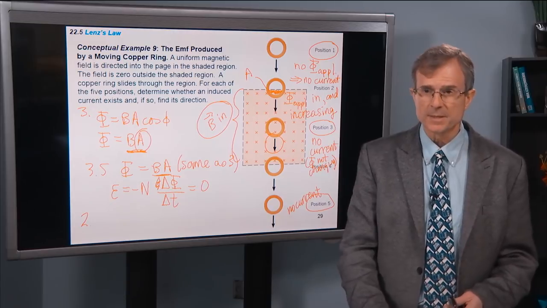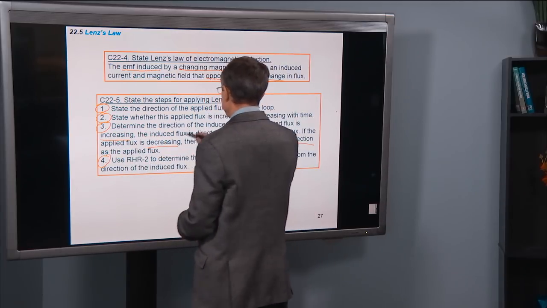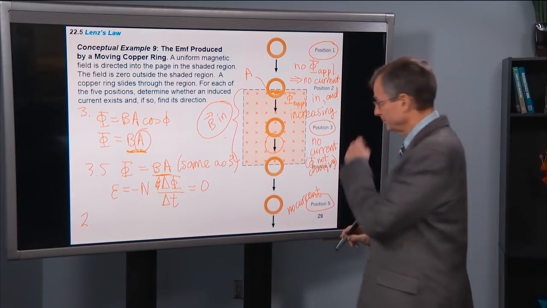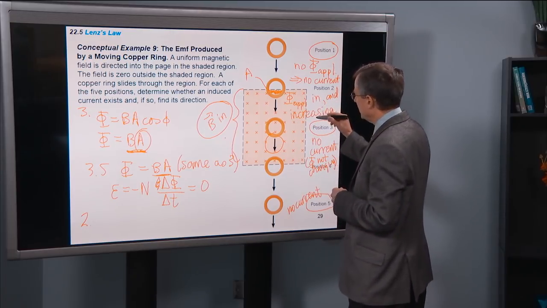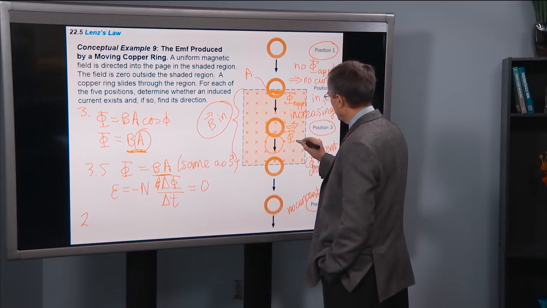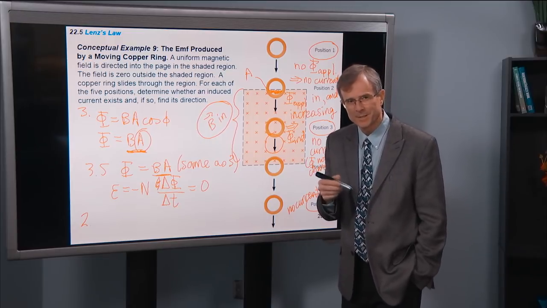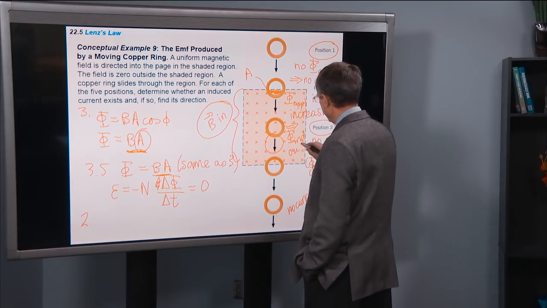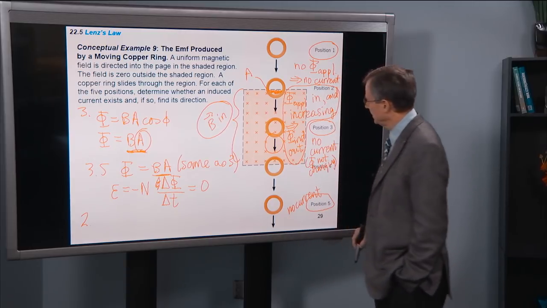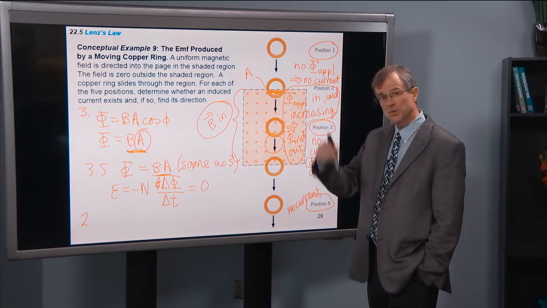That goes back to exactly the same. If the applied flux is increasing, the induced flux is directed opposite to the applied flux. So the applied flux is in, it's increasing, therefore the induced flux is opposite. Well, what's the direction that's opposite to in? And you say, well, it's out. Okay, so this is for position two. That induced flux is out, out of the board, out of the screen.